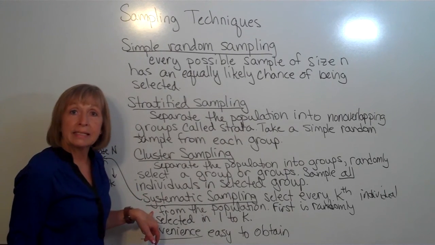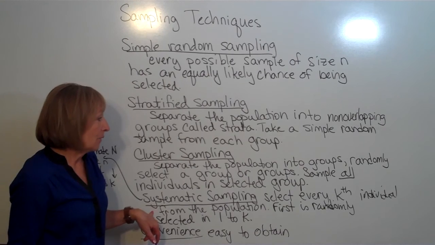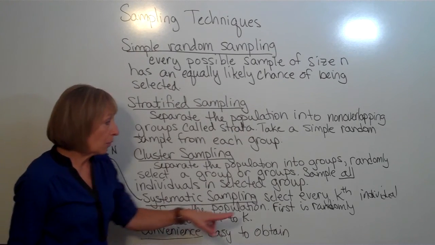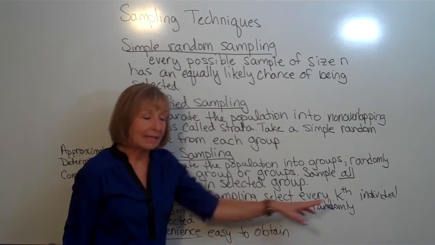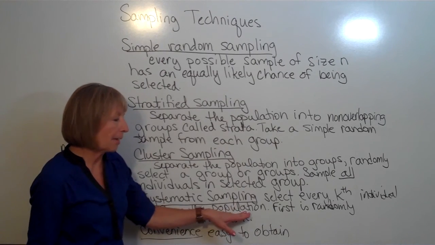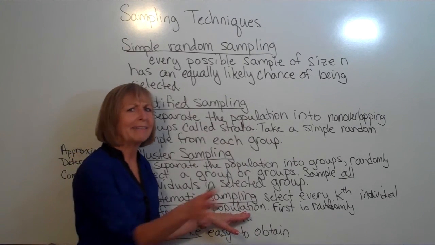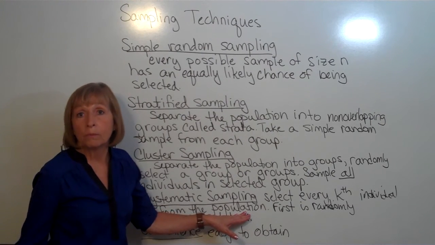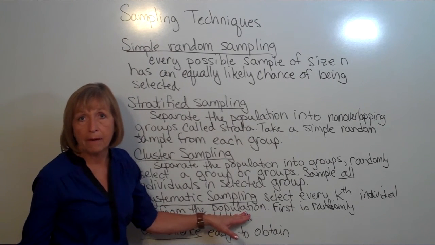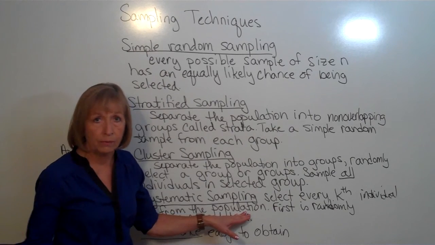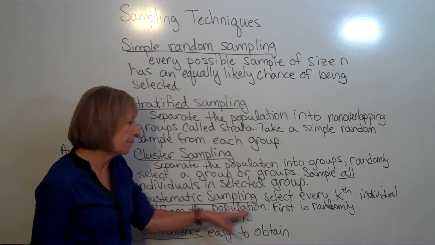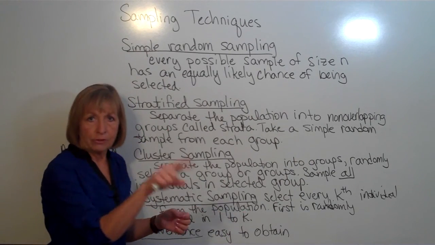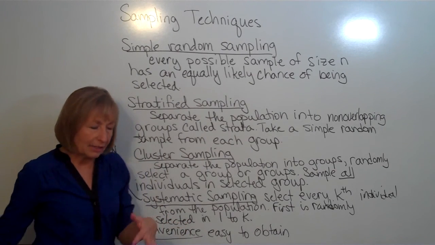Now the next one is systematic sampling. With systematic sampling, we select every kth individual from the population. So you've got it in a line. However you can set that up, maybe it's with people waiting to go into a movie theater or waiting to go into a store or whatever. So you have them in the line where it's first, second, third, fourth, fifth, sixth, etc.